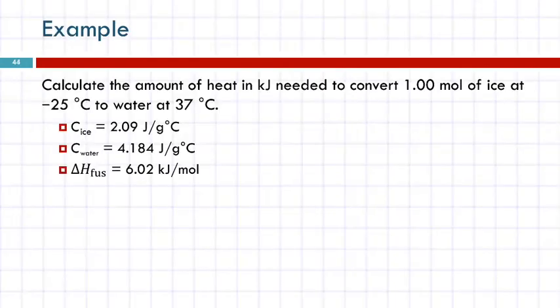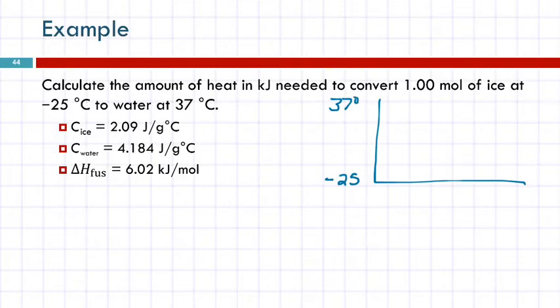Calculate the amount of heat in kilojoules needed to convert 1 mole of ice at minus 25 degrees Celsius to water at 37 degrees Celsius. And we're given some information here. So I'm going to just draw an ugly little graph here so I can see what's going on. So I've got a mole of ice at minus 25, so we're starting down here at minus 25. And I'm going to water at 37. So up here I'm going to go to 37 degrees Celsius.